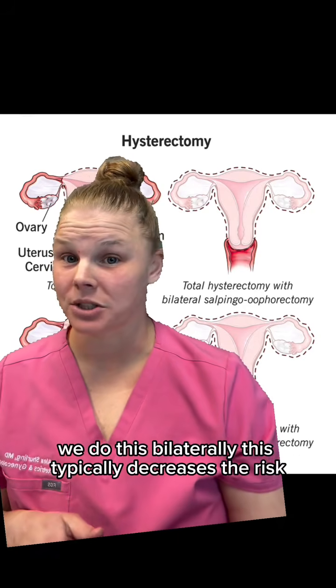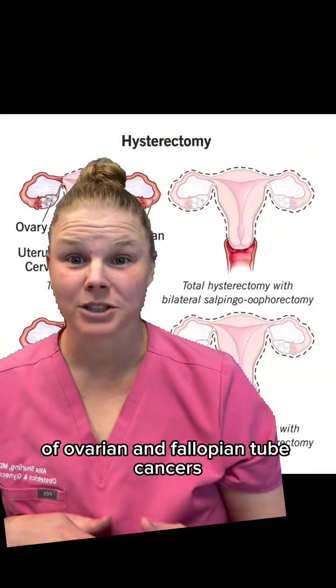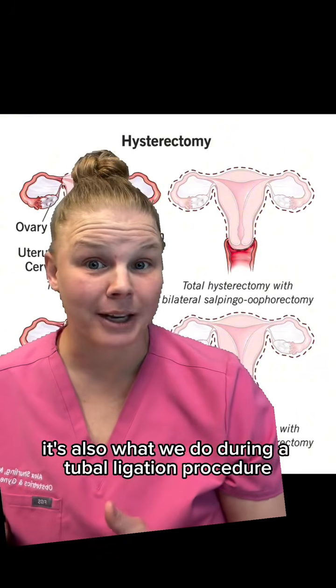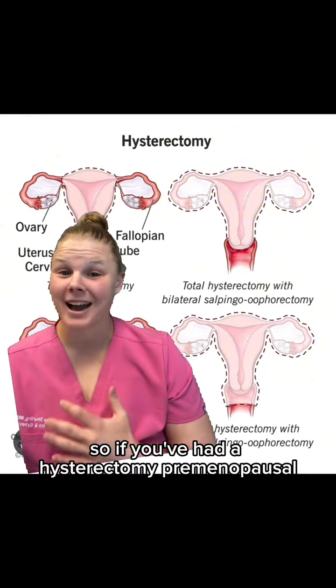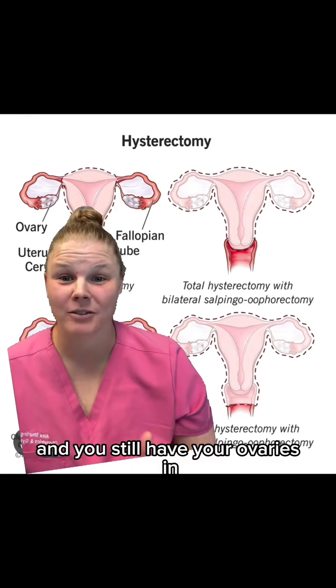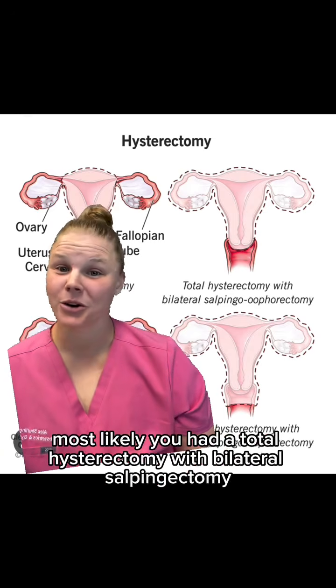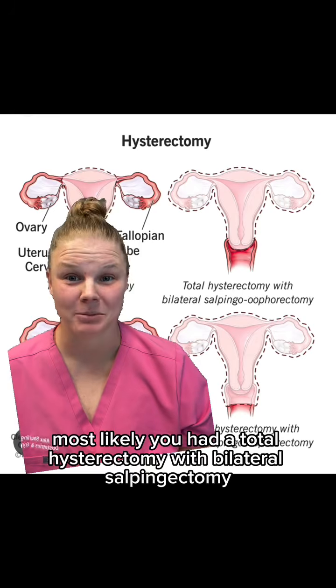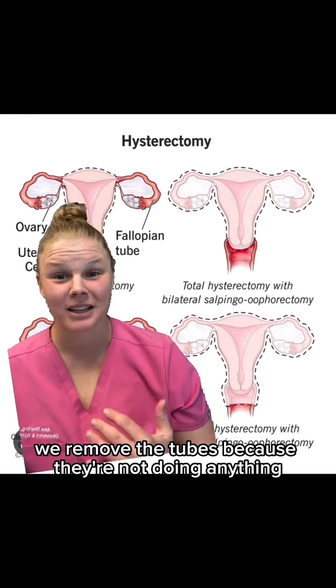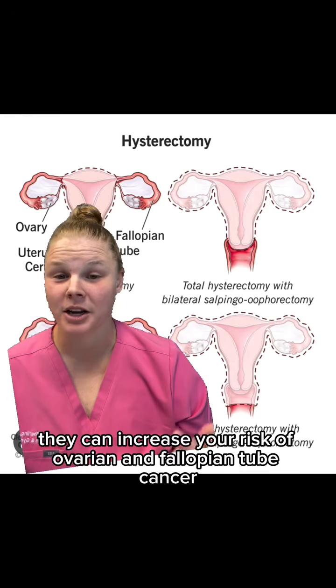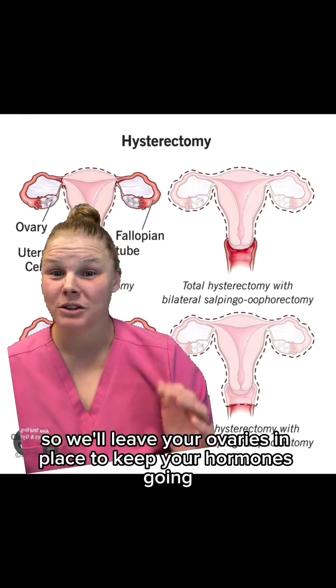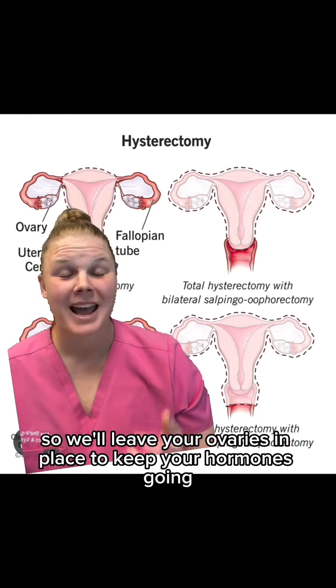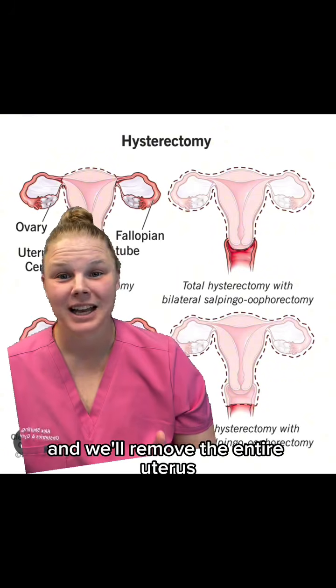So when we remove the tubes, we do this bilaterally. This typically decreases the risk of ovarian and fallopian tube cancers. It's also what we do during a tubal ligation procedure. So if you've had a hysterectomy premenopausal and you still have your ovaries in, most likely you had a total hysterectomy with bilateral salpingectomy. We remove the tubes because they're not doing anything. They can increase your risk of ovarian and fallopian tube cancer. So we'll leave your ovaries in place to keep your hormones going, and we'll remove the entire uterus, cervix, and tubes.